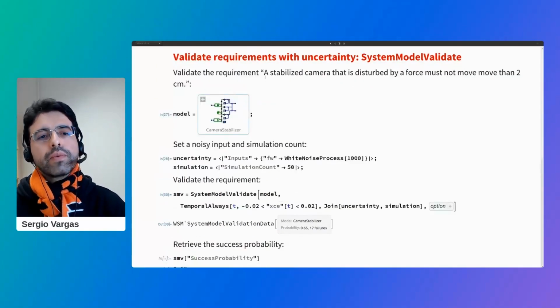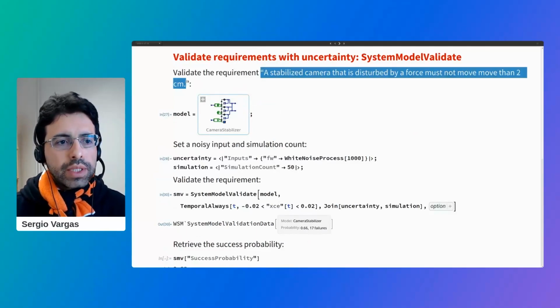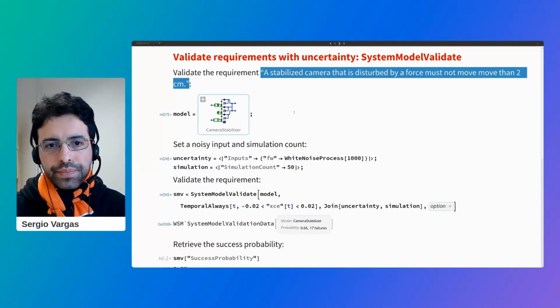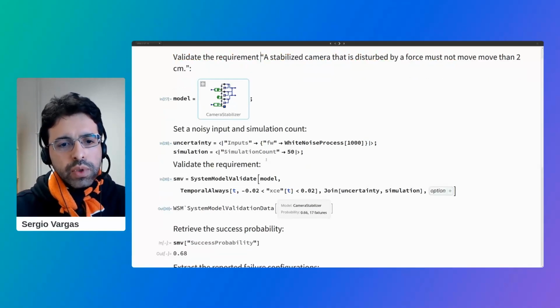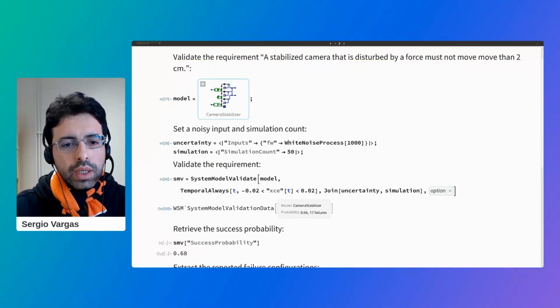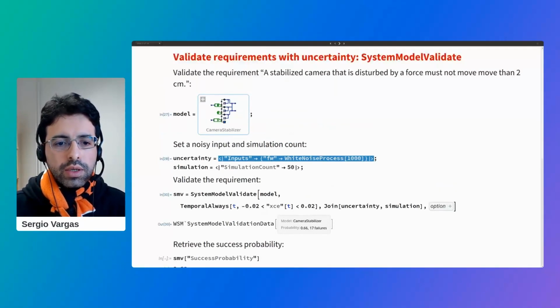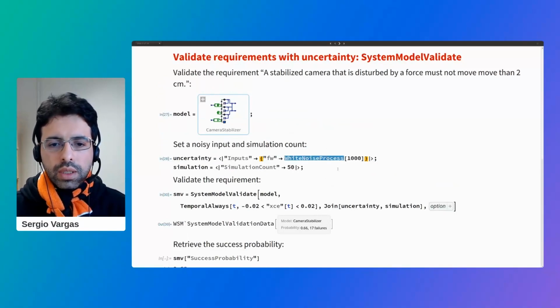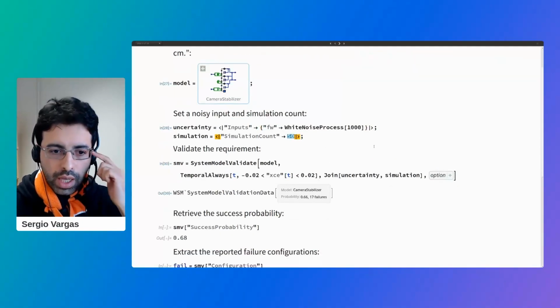Here's an example with uncertainty. So we go back to the example about this camera stabilization. This is the same exact requirement, but we're going to look at it from the point of view of system model validate. So we're going to specify uncertainty exactly in the same way. We're just going to say that there is a force disturbing our camera, which is a white noise process, and then we're going to specify that we want 50 simulations to check this.